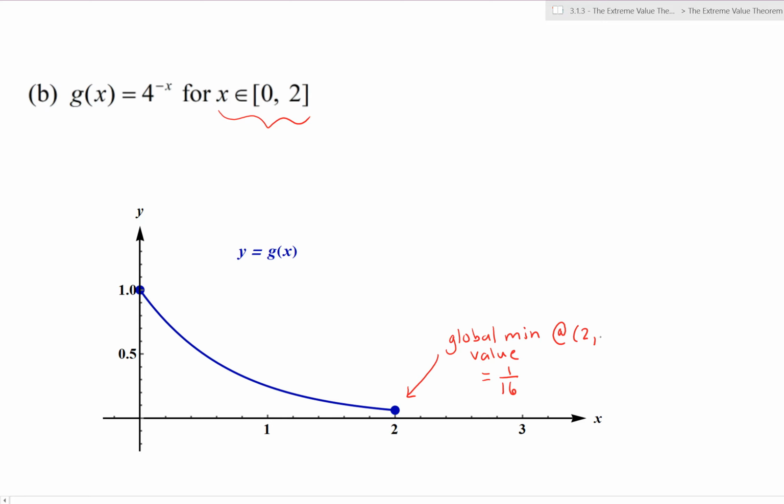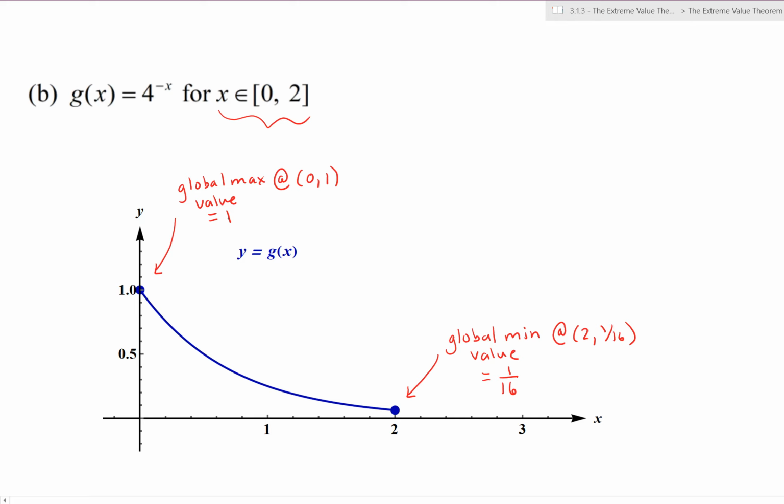2, comma 1/16. Its global max over here on the far left, since it's a strictly decreasing function over this interval, is going to occur, well, let's write that down, global max at the location, well, that's when x is 0, the output there is 1, and the global max value for us is equal to 1.